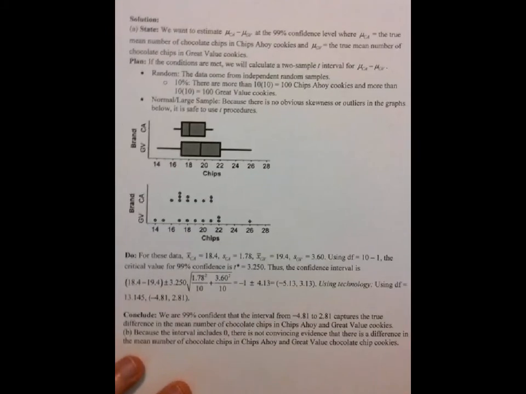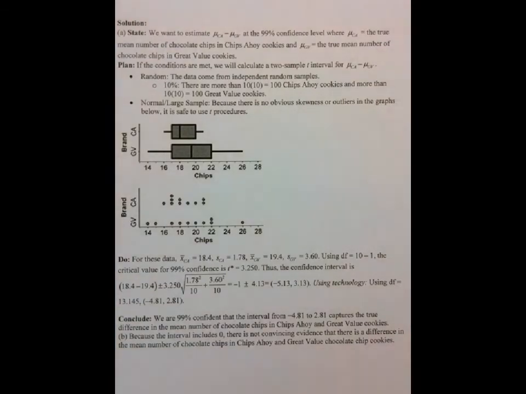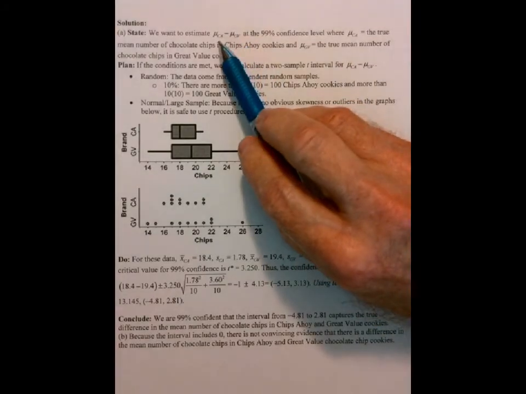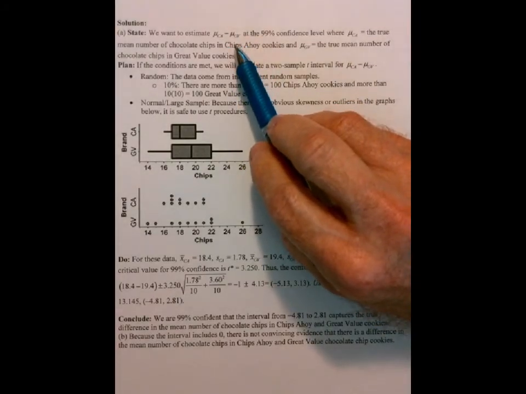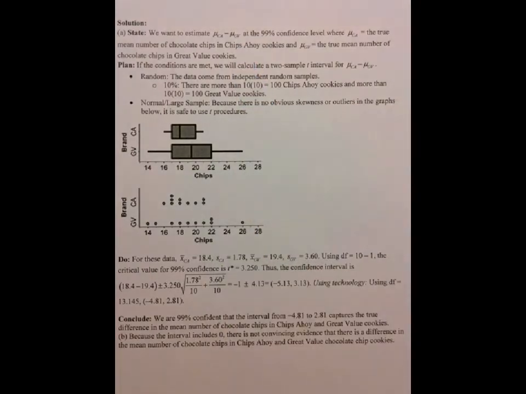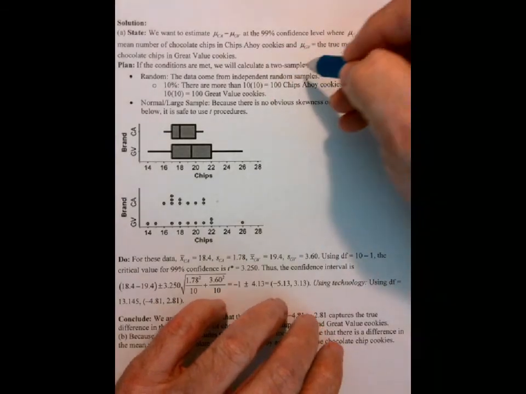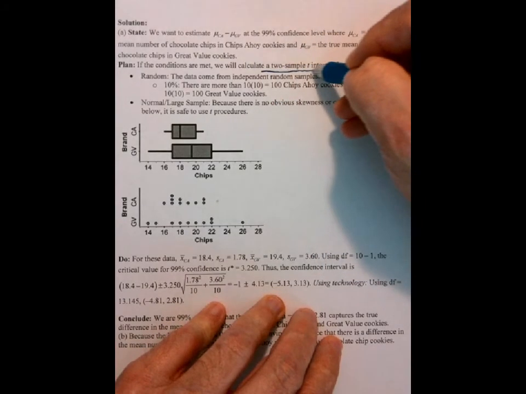Here it is. State. Okay, remember it's the four-step method. We want to estimate mu Chips Ahoy minus mu Great Value at the 99% confidence interval, where mu CA is the true mean number of chocolate chips in Chips Ahoy, and mu GV is the true mean number of chocolate chips in the generic brand Great Value. If the conditions are met, we will calculate, and remember, we've got to write down the name of the test. In this case, it's a 2-sample t interval.